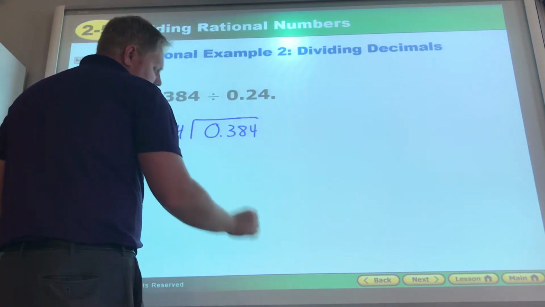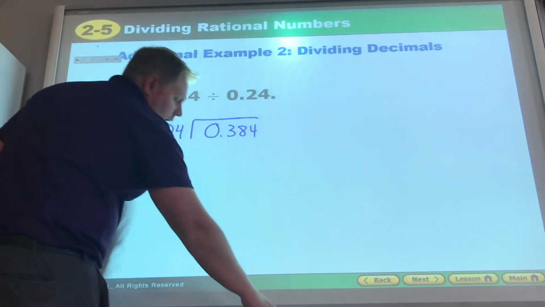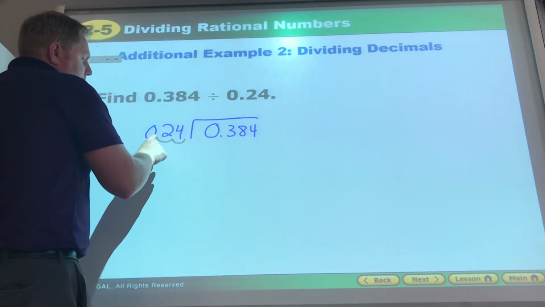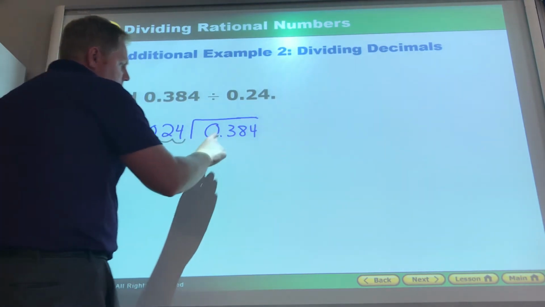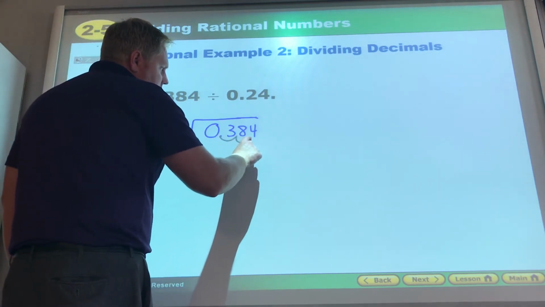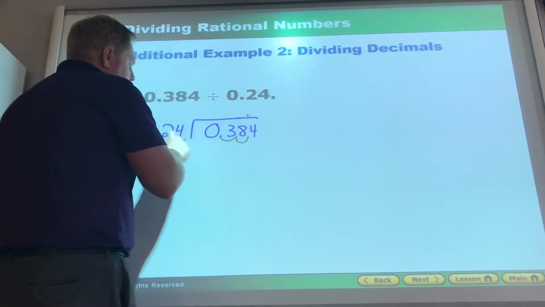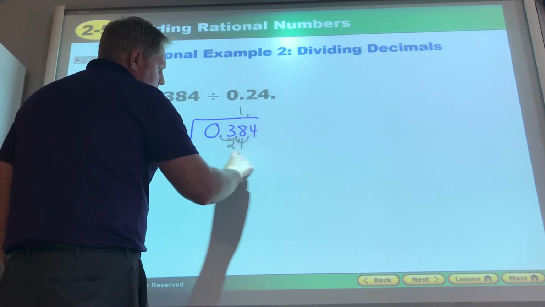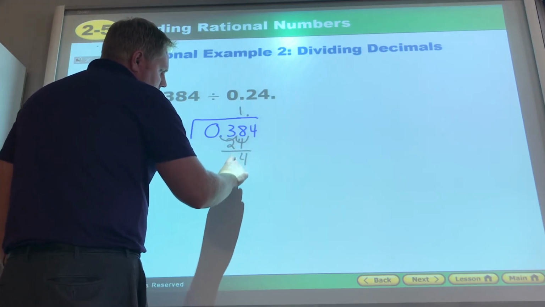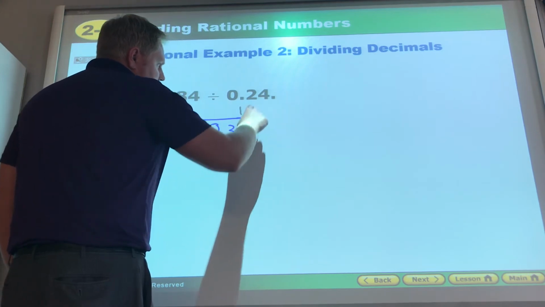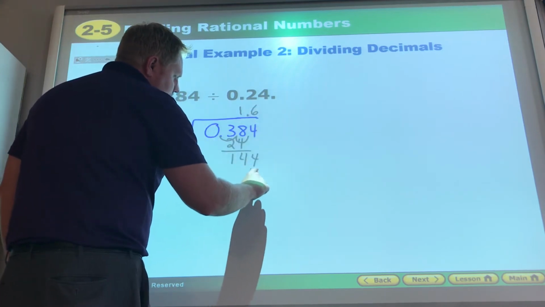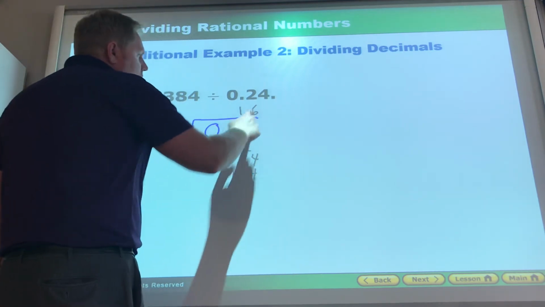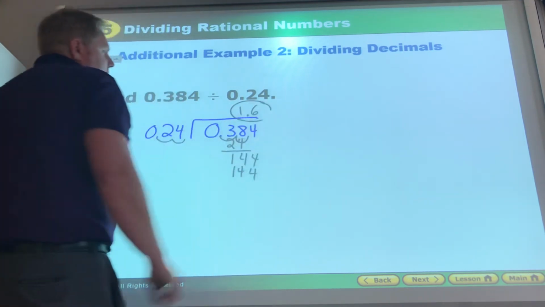Before we start, I want to make this 24. I multiplied it by 100, 1, 2 to make it 24. Multiply this by 100, bring that decimal straight up. That'll go into 38, 24, one time. So 14, 144, it'll go in there 6 times. 144. 1.6 ends up being our answer.